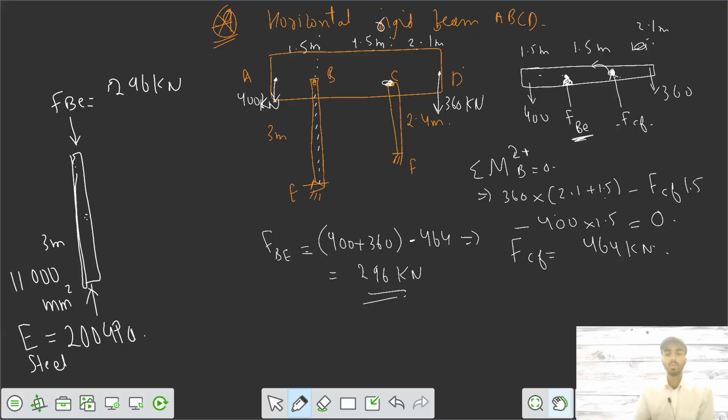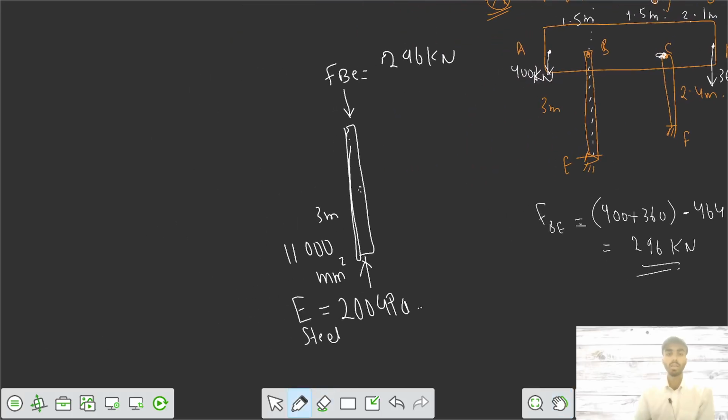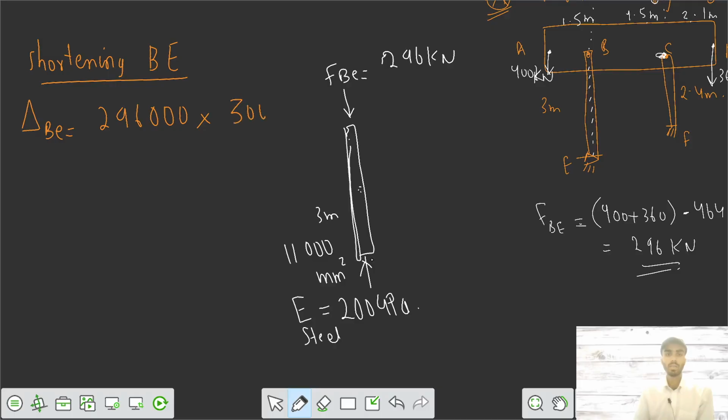So we can get the shortening of the bar BE. It has been shortened by an amount delta BE equals PL by AE. L is 3000, area 11000, E is 200 into 10 to the power 3. Units, I already showed you how to get the units. The net value is in mm. You can get the value of 0.4 mm.